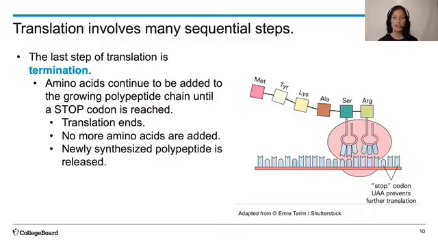So polypeptides could be a variety of different lengths, but we're going to keep going until a stop codon is reached. And once we get that stop signal, translation ends. So there are no more amino acids that are going to be added to that polypeptide, and the polypeptide we just made, that newly synthesized polypeptide, is released.